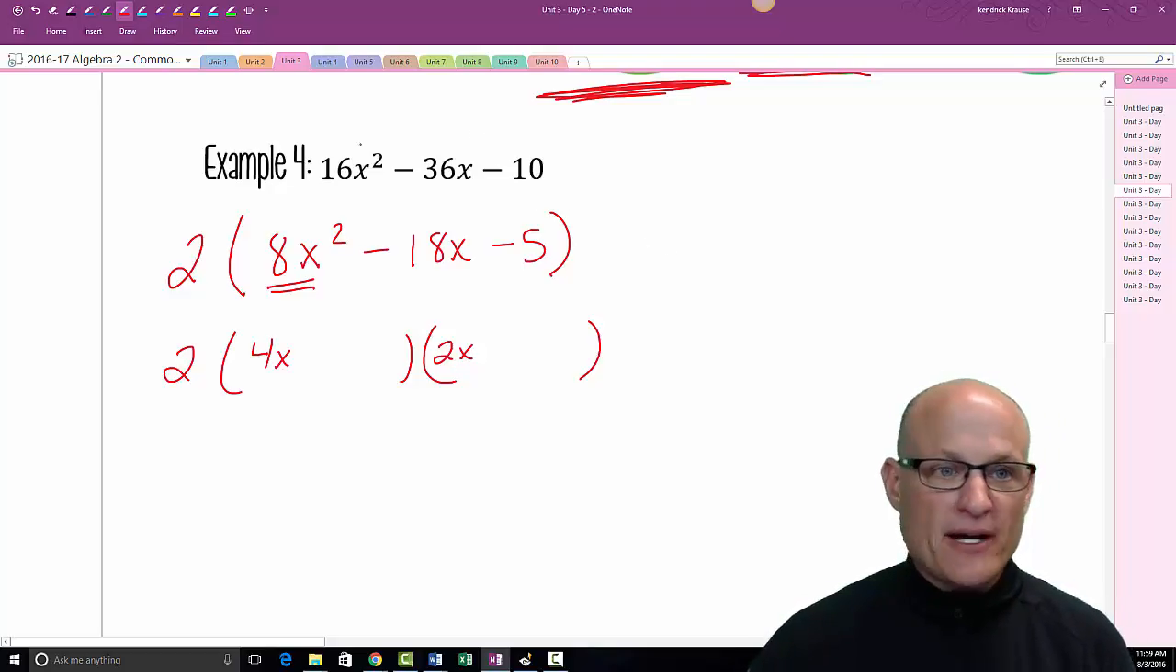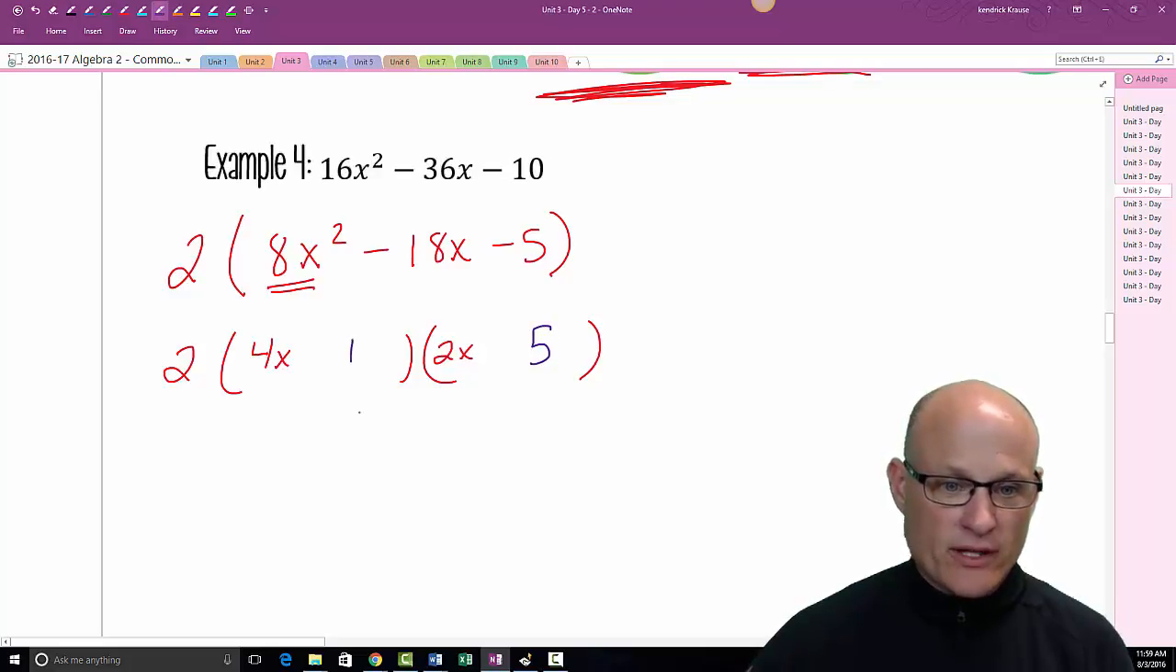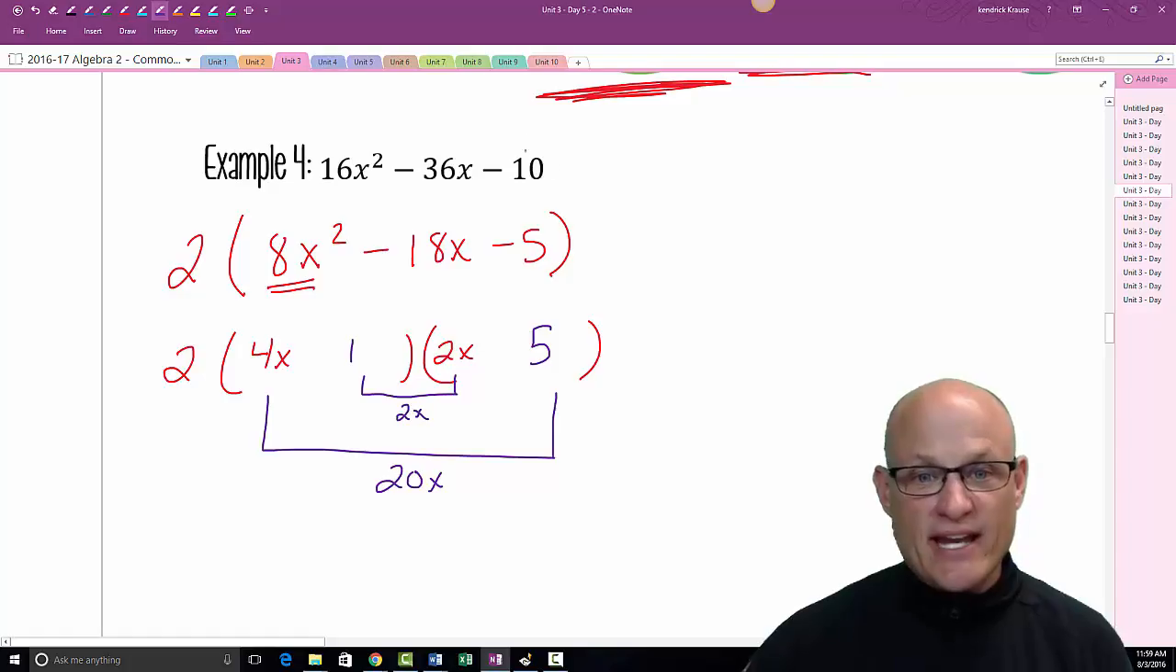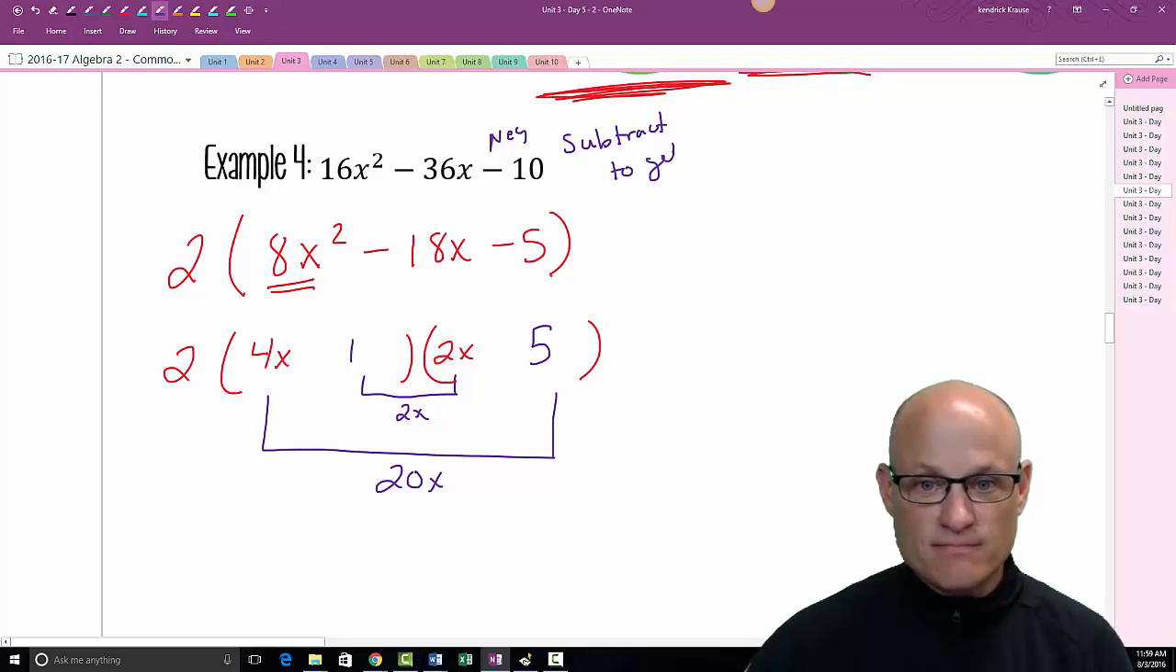The only way to multiply to 5 is 5 and 1. So let's put a 5 in there and let's put a 1 in there. Let's see if we can do this. 20x and 2x. Now because it's negative, we're going to be subtracting to get the middle. Not adding to get the middle, subtracting to get the middle.